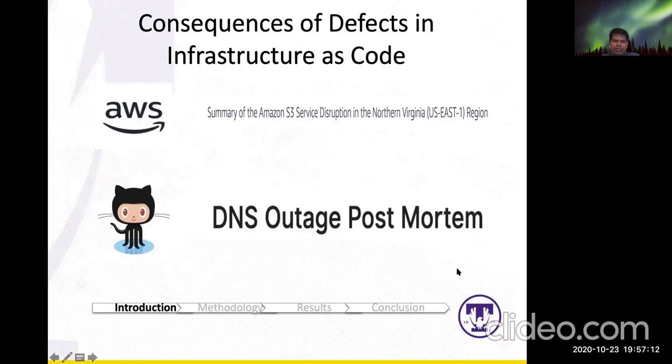Here are two examples. One is from AWS, Amazon Web Services, where a defect in an infrastructure as code script resulted in service disruption for the Amazon S3 service. GitHub experienced similar service outages as well. In the case of GitHub, a defect in an infrastructure as code script caused a domain name service, DNS, outage. These two examples showcase that defects in infrastructure as code scripts are commonplace and can cause large-scale consequences.